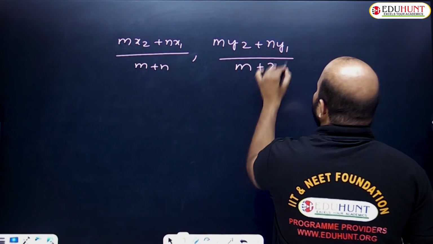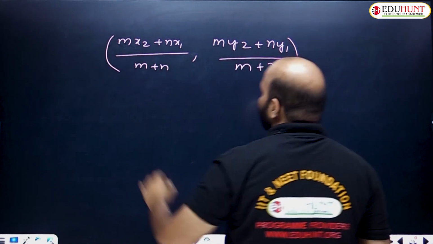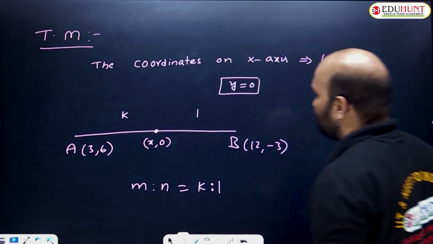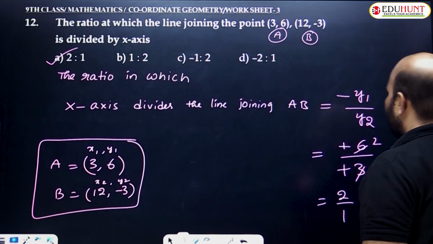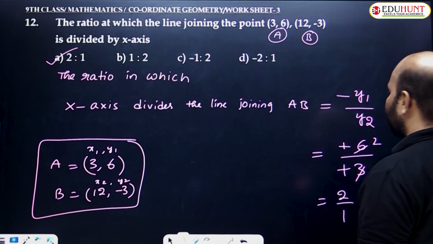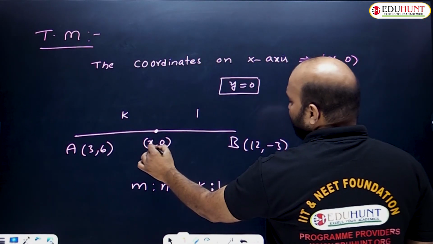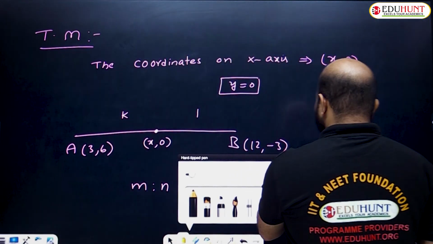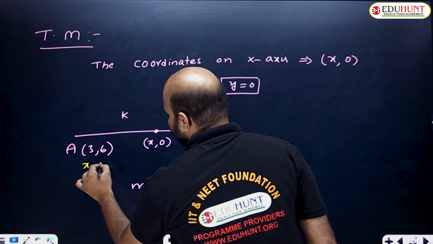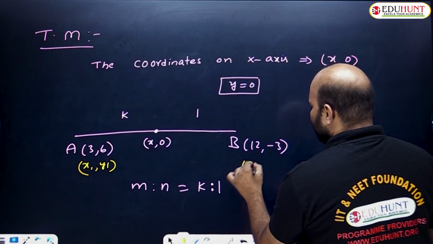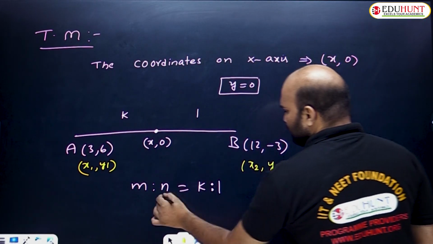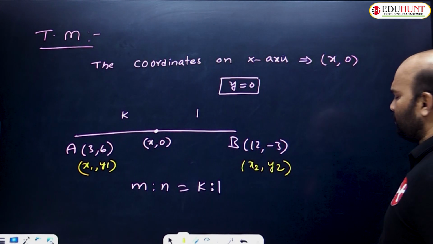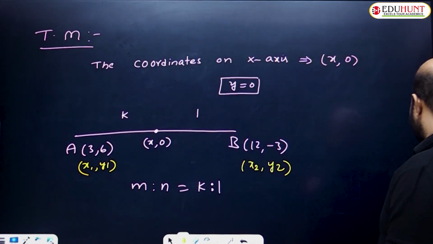This is a section formula. Am I clear? So the point is x, 0. The ratio in which the x-axis divides the line joining points A and B, I am taking as k:1. By using the section formula, A has coordinates x1, y1 and B has coordinates x2, y2, and the m:n value is k:1. So these values x1, y1, x2, y2 and m:n go into the section formula.